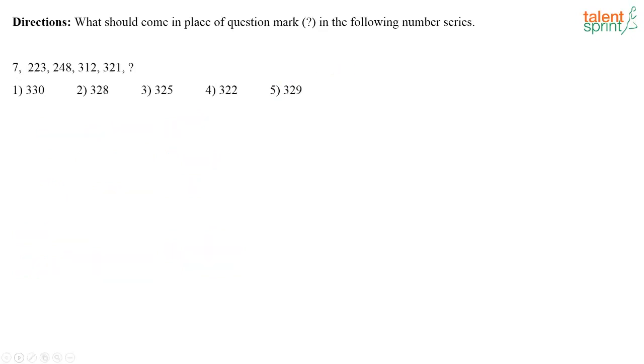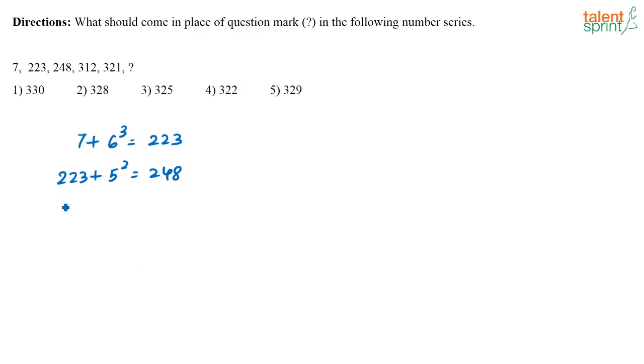Next one. 7, 223, 248, 312, 321, question mark. What is the logic that is used here? See, 7 plus 6 cube is 223. Now this 223 plus 5 squared is 248. See, even if you find out the difference between these terms, you will be able to see a pattern and arrive at the logic faster.